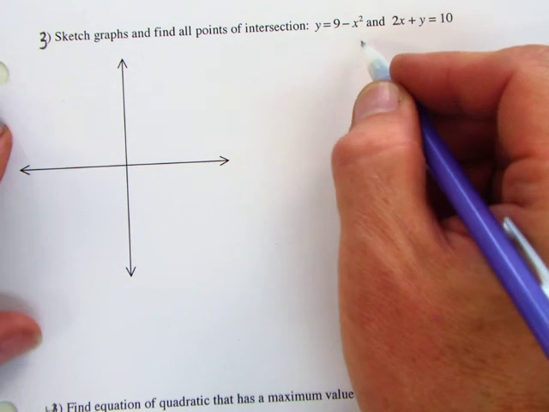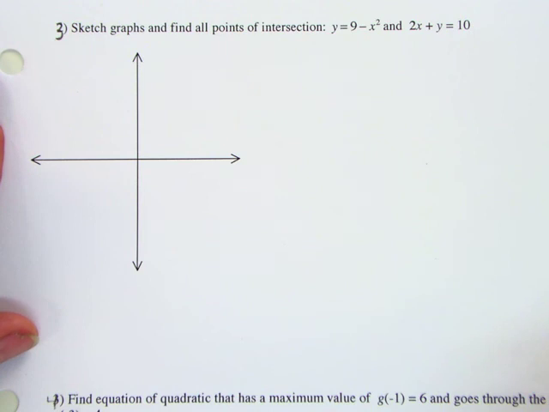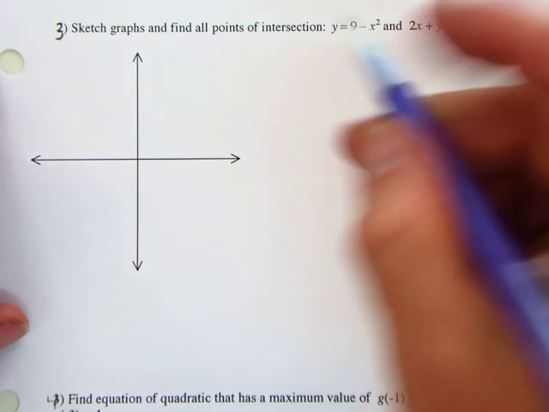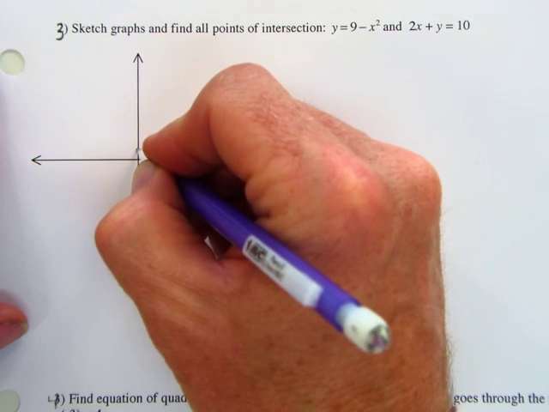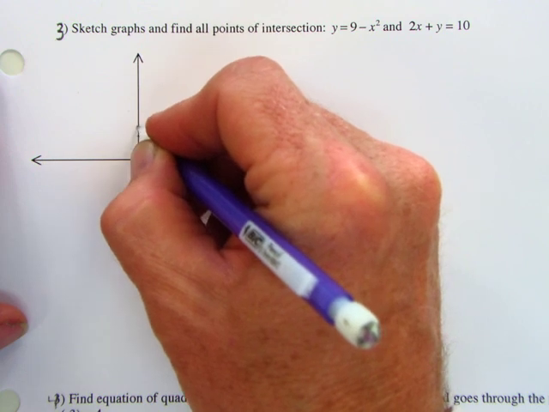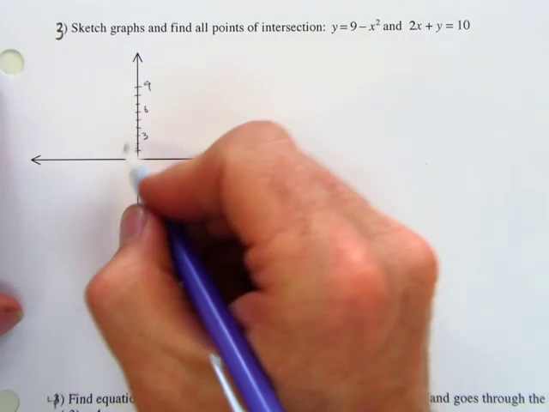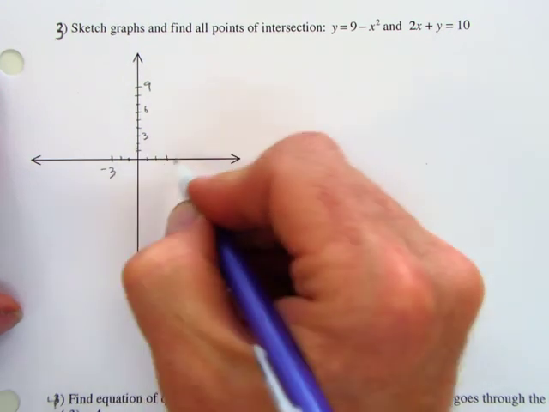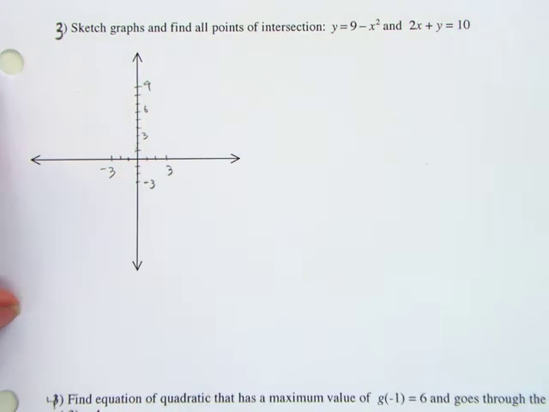Y equals 9 minus x squared. What does that look like? That's a parabola, and it's going to open up or down. It will open down because the coefficient of x squared is negative. We can plot a few points. Let's go maybe 1, 2, 3, 4, 5, 6, 7, 8, 9. The x-intercepts of this thing will be at 3 and negative 3. I don't know how far I need to go down for right now.